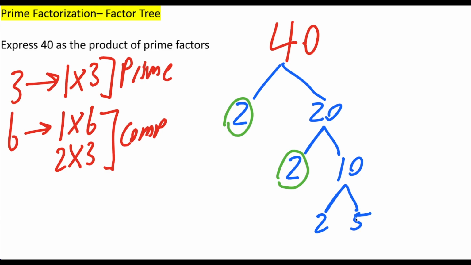And now let's think about 5. 1 times 5 is 5, and there's no other whole numbers that, when we multiply, we get 5. So 5 is a prime number. So we're going to circle 2 and we're going to circle 5. And these are all of our prime factors.